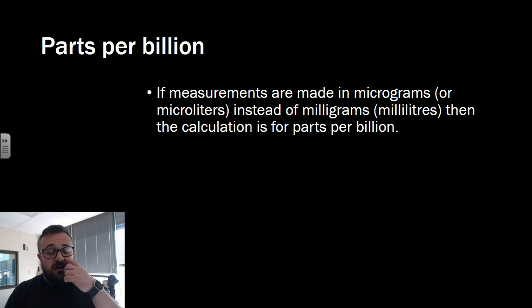So if I measure that instead of being 53.7 milligrams, then that would be 53,700 micrograms divided by kilograms, and that'll tell us how many parts per billion we have. So parts per billion is actually used for even more dilute concentrations.